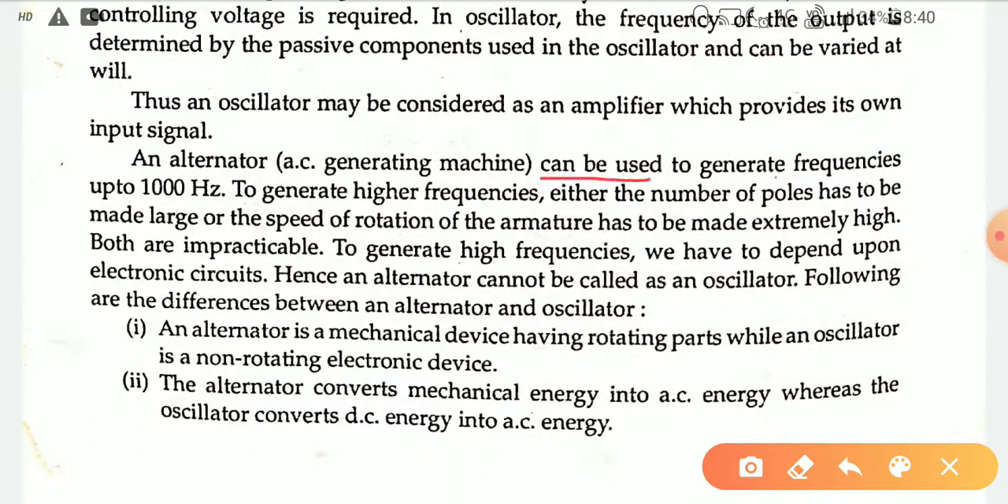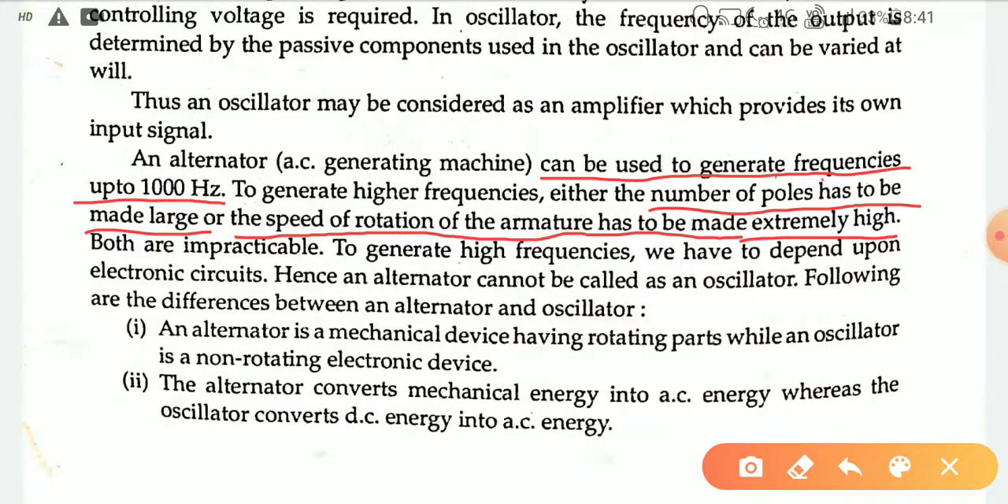It can be used to generate frequency up to 1000 Hz. To generate high frequency, either the number of poles has to be made large or the speed of rotation of the armature has to be made extremely high. Both conditions, or both criteria, are impractical. That is, you cannot increase them beyond some limitation.